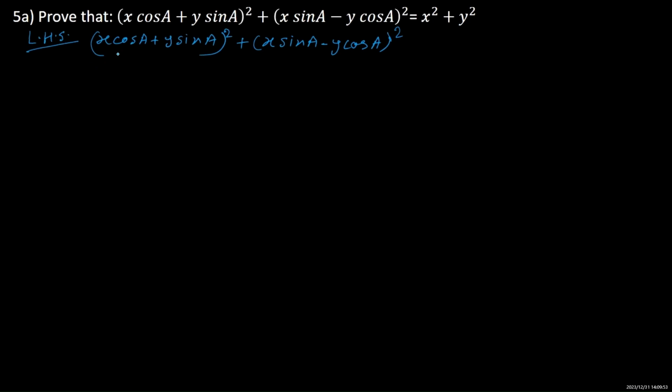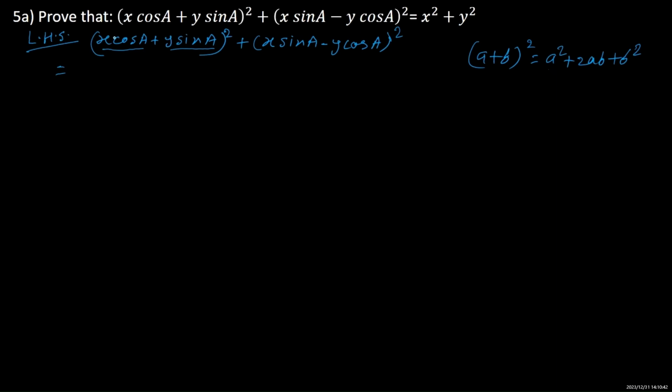First one is like (A + B) whole square. You can consider x cos A as A and y sin A as B, and it will look like (A + B) whole square, and we'll apply the formula of (A + B) whole square. That is, the formula of (A + B) whole square equal to A square plus 2AB plus B square. That means if you say A as first term and B as second term, it will look like first term square plus 2 into first term into second term plus second term square. Here also we must write the same pattern of formula.